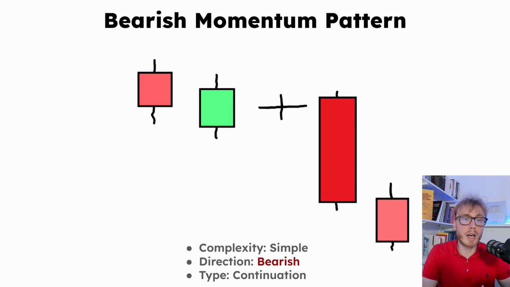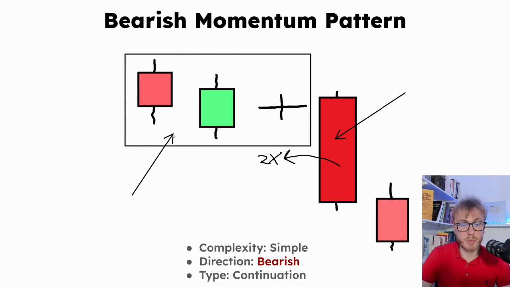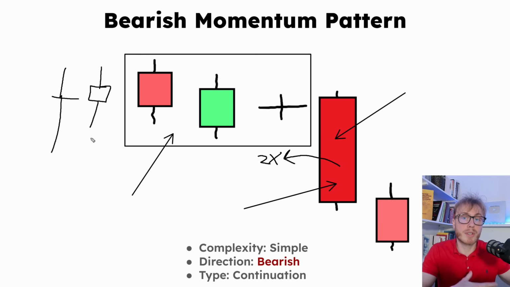So how do we identify the bearish momentum pattern? What we're looking out for is a strong bearish candle. Specifically, we want the body of this candle to be at least twice the size of the previous candles. I'm using 3 candles here as a rule of thumb, but it's even better if the body of the bearish candle is more than twice the size of maybe the previous 4 candles or even the previous 5 candles. The more candles, the stronger the bearish momentum is.